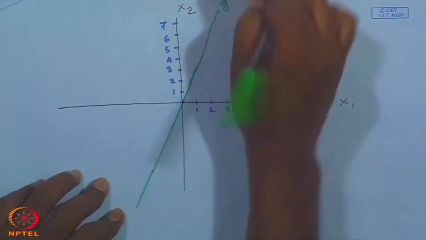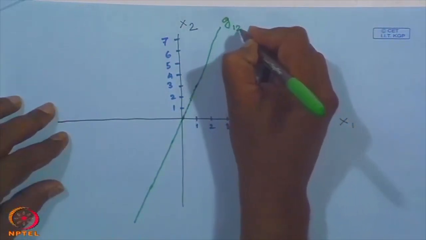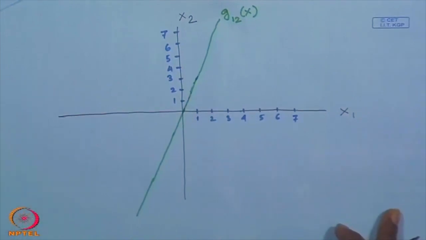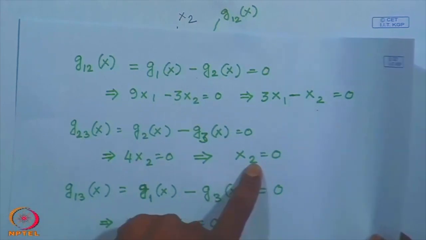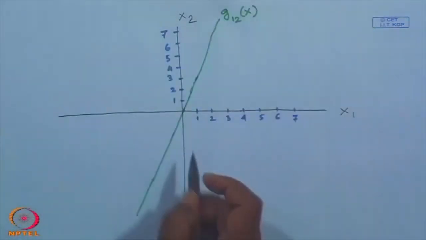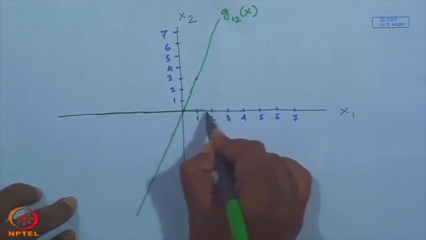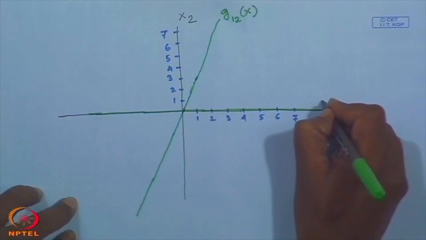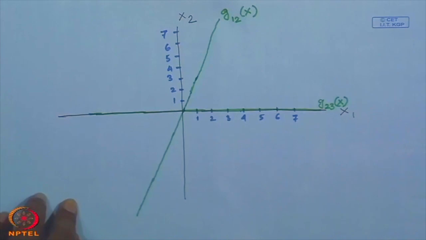This is G 1 2 of x. Coming to this G 2 3 of x, which is x 2 equal to 0, that is nothing but my x 1 axis. This is G 2 3 of x. That is the decision boundary between the classes omega 2 and omega 3.